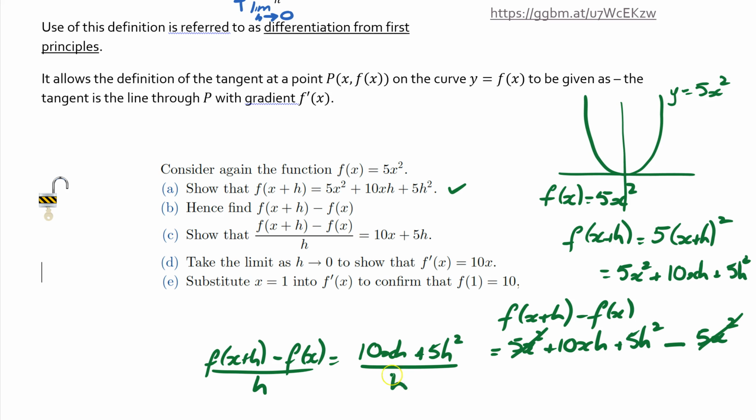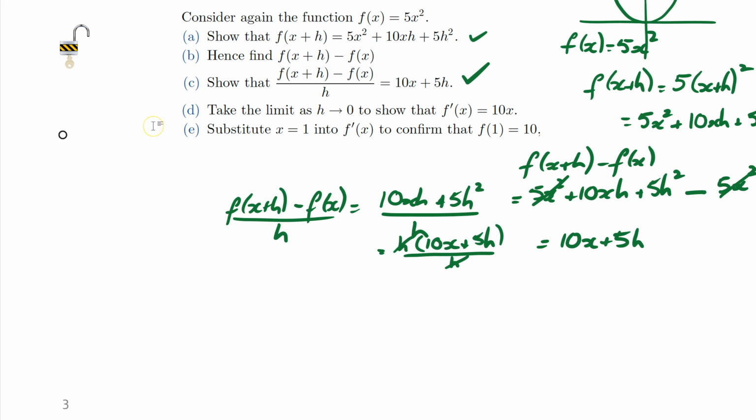When that's all over h, if we take h out as a common factor from the top line, so if we set it up with brackets, h outside of 10x plus 5h all over h, then we can cancel those h's. So we get 10x plus 5h.